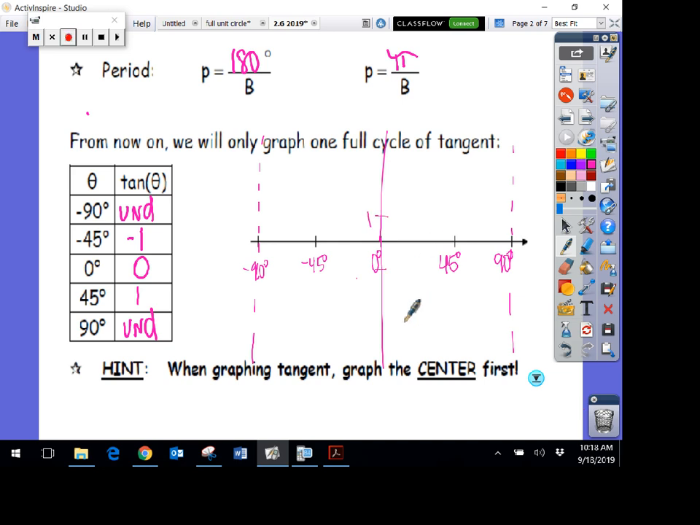And now we can plot those points. With tangent and cotangent, I always plot the middle point first. So I'm going to start here, and then I always know that tangent goes right and up, so at 45 degrees, it's at 1. And at negative 45 degrees, we're at negative 1. And then we're going to connect those. So we approach the asymptote. This isn't always the easiest to graph, but we approach those asymptotes.